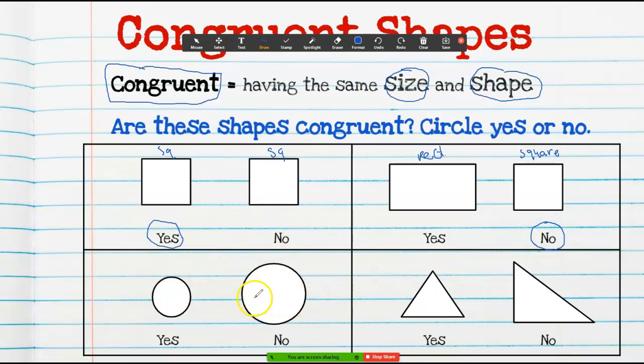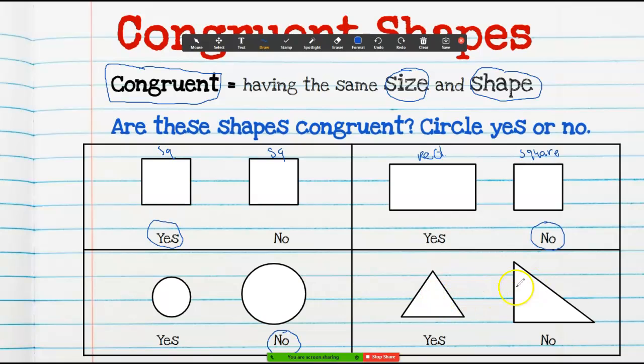Okay, here. Now, these are both circles, so they are the same shape, but they are not the same size. Remember, you need to have both. So that is a no. You need to have both. They need to be the same size and the same shape. They are the same shape here, but they're not the same size.